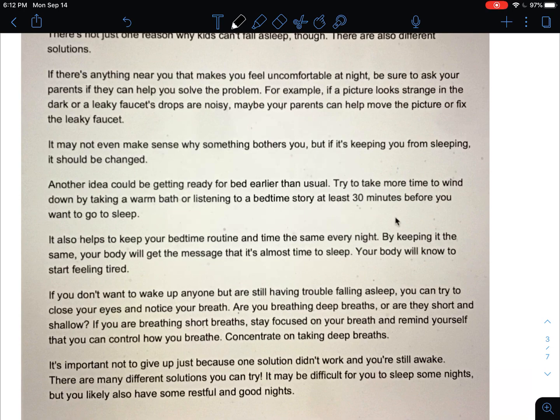It's important not to give up just because one solution didn't work and you're still awake. There are many different solutions you can try. It may be difficult for you to sleep some nights, but you likely also have some restful and good nights.